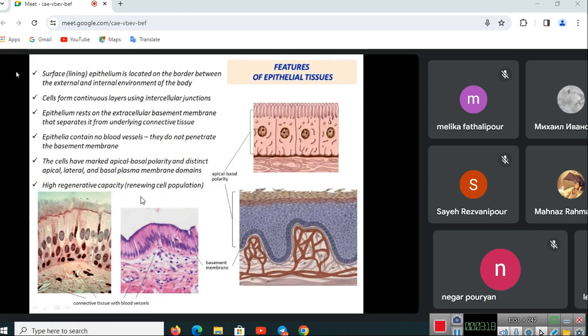So, first, surface or lining epithelium is located on the border between the external and internal environment of the body. For example, like the epithelium of our skin, which is shown here, is located at the border between the external environment and internal environment of our body, connective tissue, blood vessels, etc.